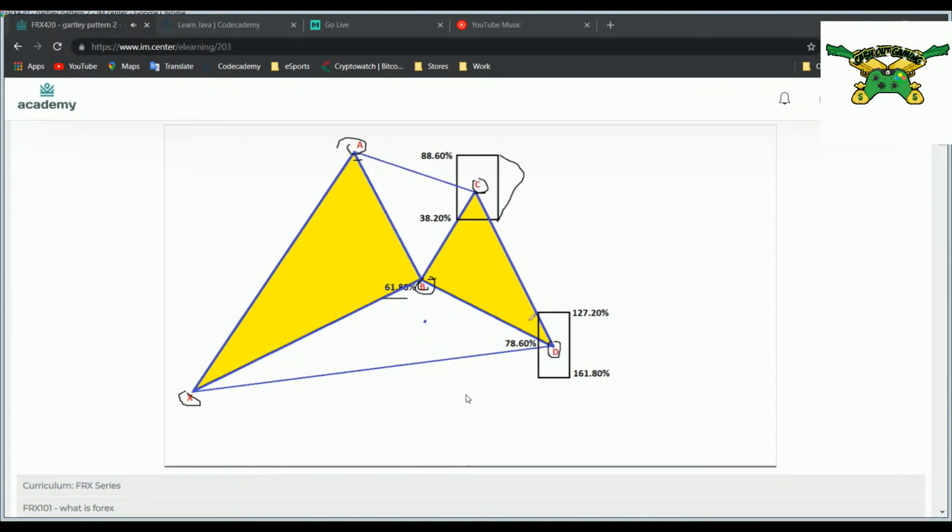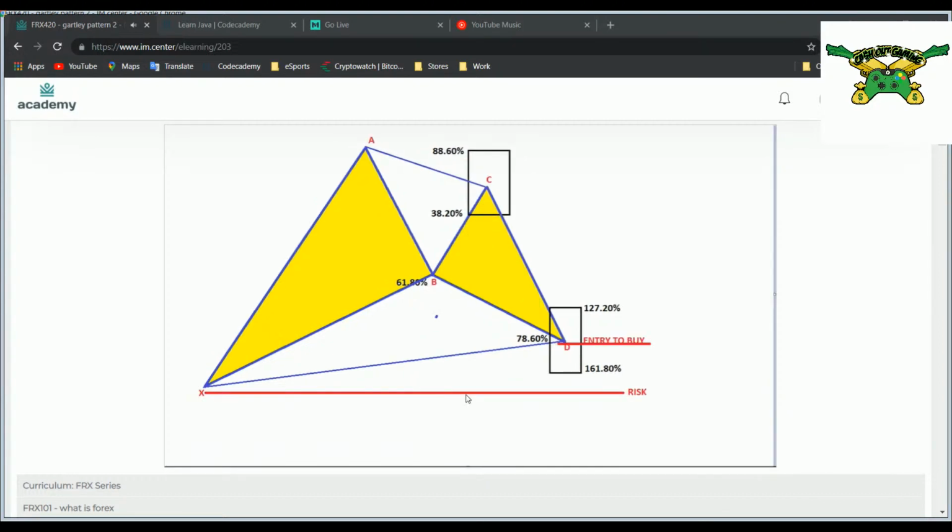Then the BCD leg will have an extension from this range here, just like this, of a minimum of 1272 to a maximum of 1618. And then the XAD, which means the X low, the A high to the D, has a 786 retracement. This is considered the completion point of the pattern.